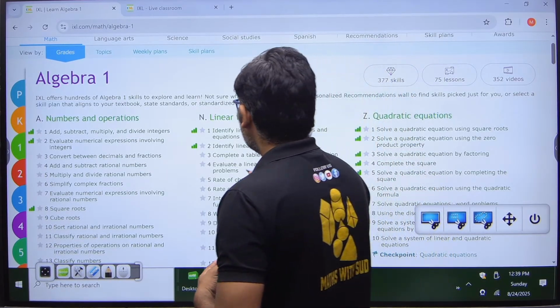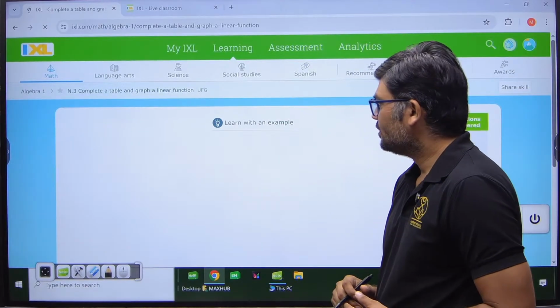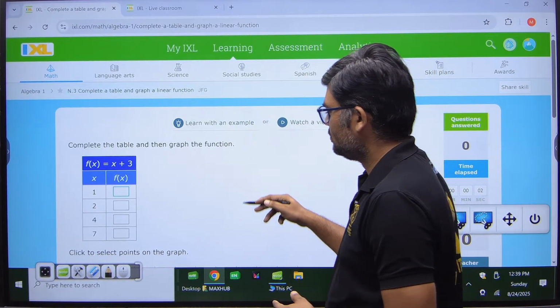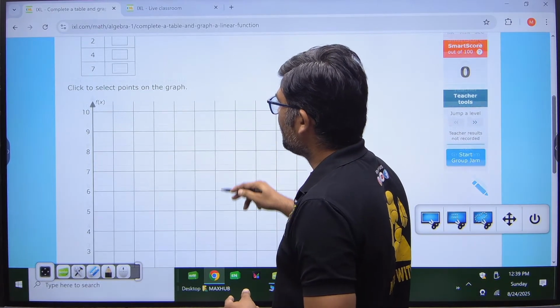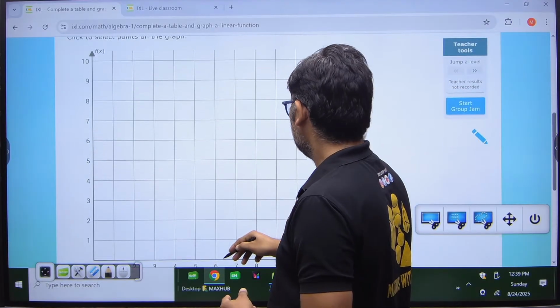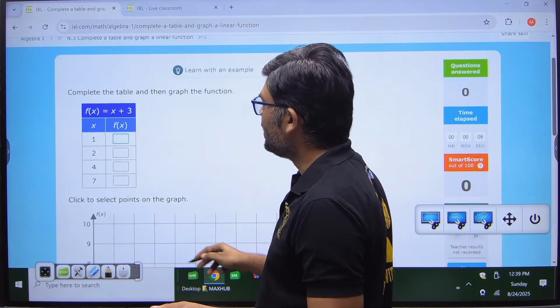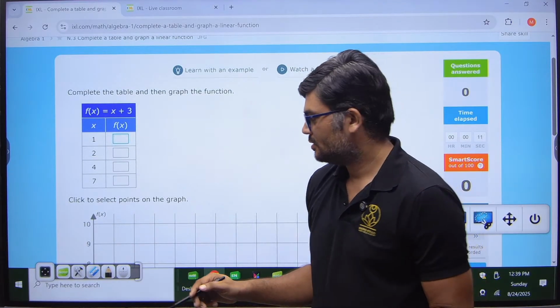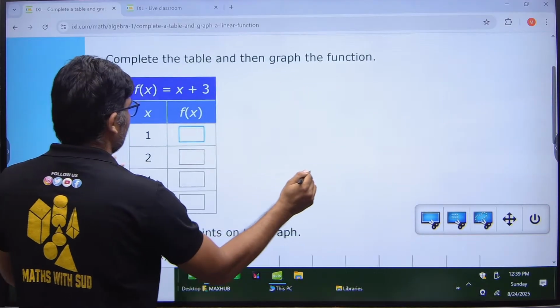Okay, done. Come to the N3. Complete the table and you have to draw the graph. So you have to just do 3-4 questions. Okay, let's complete the table first. So how to complete the table?